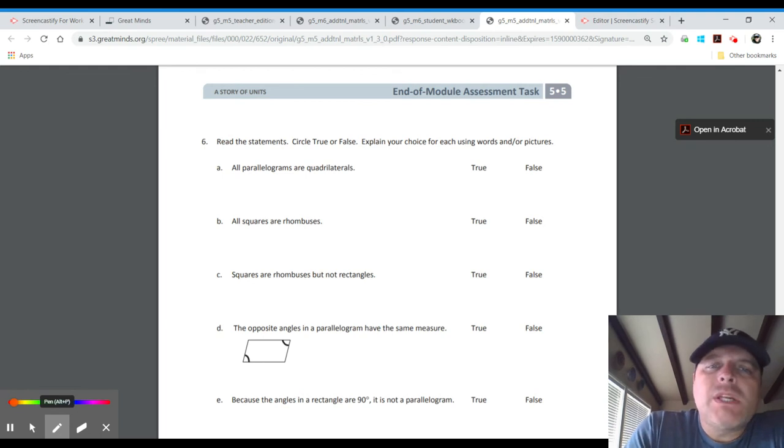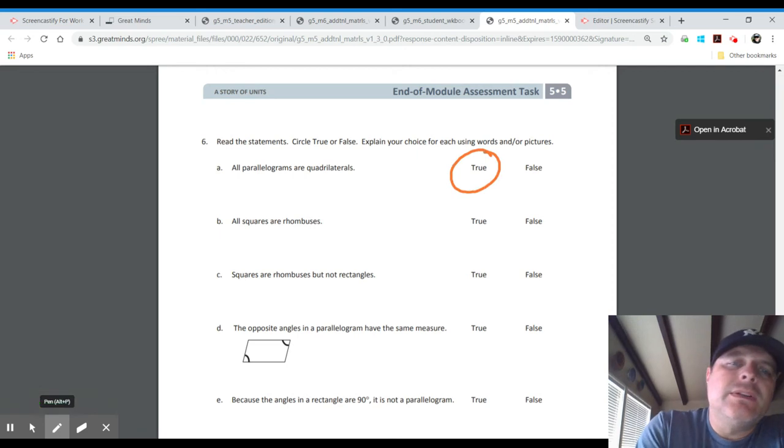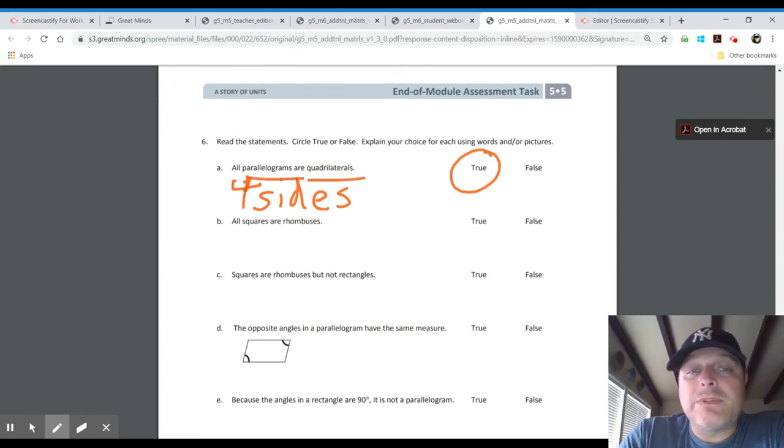So a quadrilateral has 4 sides, and all parallelograms have 4 sides. So I'll say true. So 4 sides, that's all the requirement is, 4-sided. In fact, there are more requirements for parallelograms than quadrilaterals. Both of them have 4 sides. Now, not all quadrilaterals could be parallelograms, but parallelograms will all be quadrilaterals. They all have 4 sides.